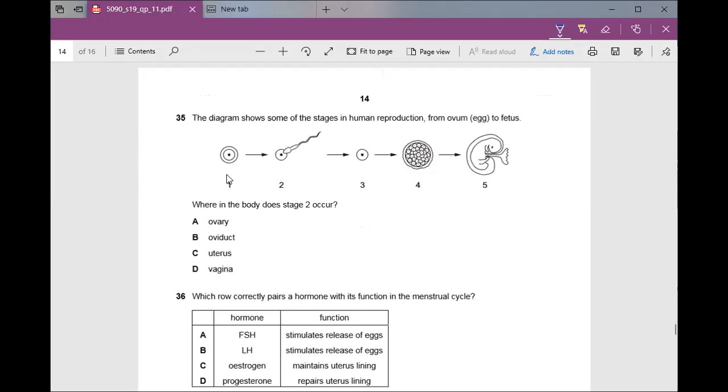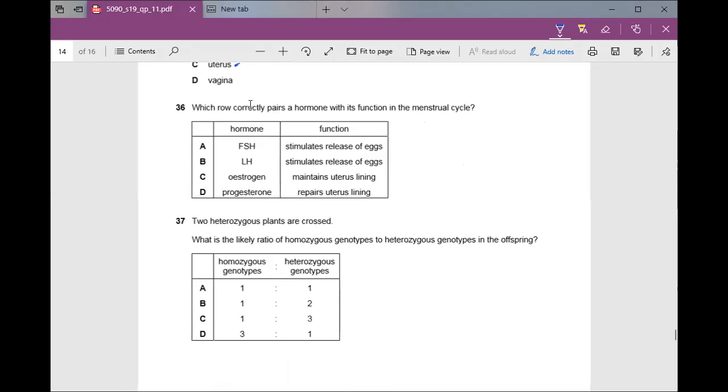Number 35: the diagram shows some of the stages in human reproduction from ovum to fetus. Where does stage 2 occur? Stage 2 means the point where the fertilization process takes place. Fertilization takes place in the oviduct. The uterus is the position where implantation takes place.